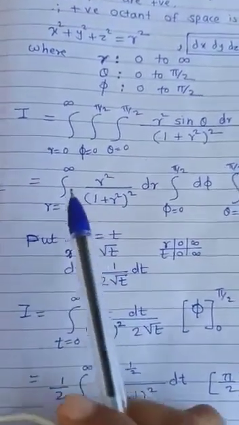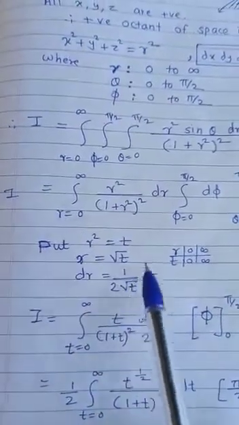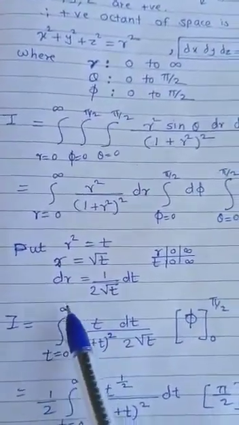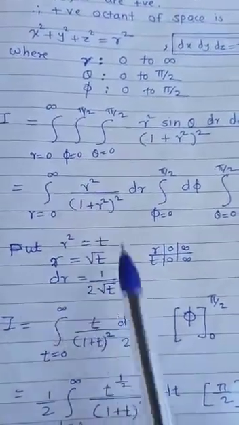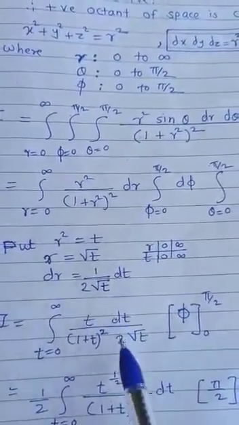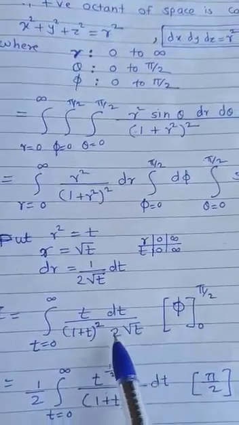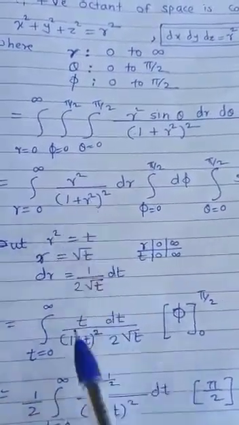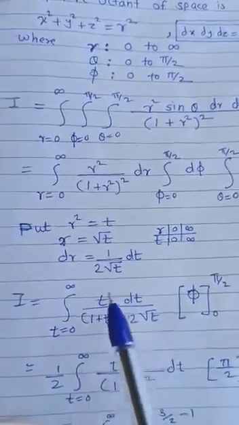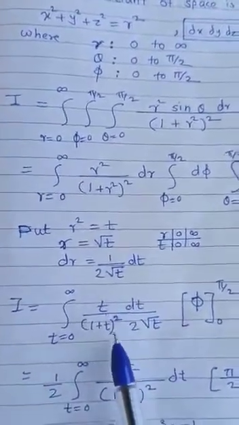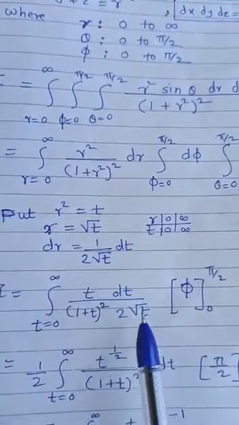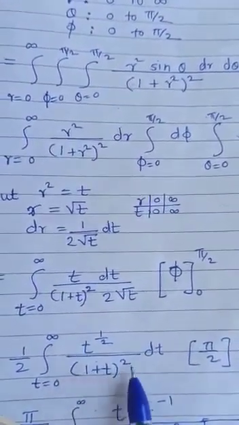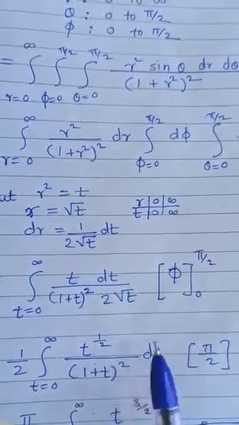And now to evaluate this first integration, let's put these values here. I is equal to the integration from 0 to infinity, r square is t, into dr. The dr value is 1 upon 2 times root t into dt, and this 1 plus t whole square. Now you can see t upon root t is nothing but t raised to half in the numerator upon (1 plus t) square times dt.